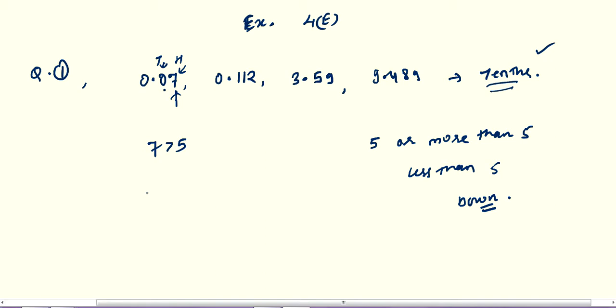So now, 0.07, simply this 7 will give 1 to this digit. So 0 plus 1, 1. So 0.07 is rounded off to the nearest tenth as 0.1.